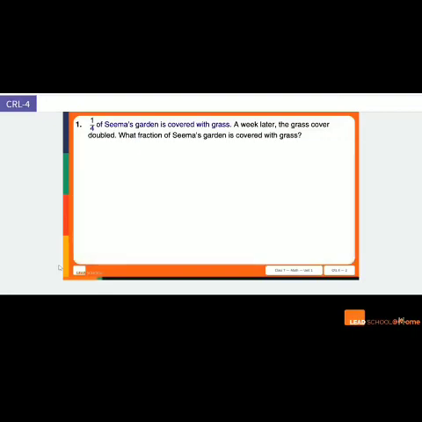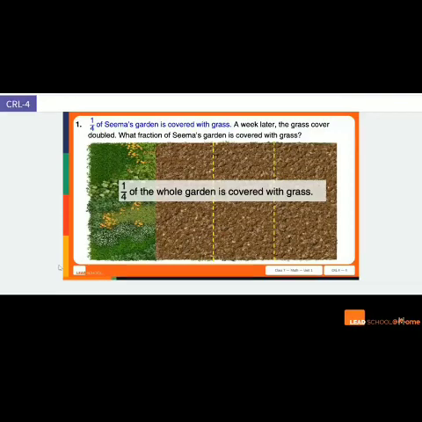Let us focus on the first sentence. 1/4 of Seema's garden is covered with grass. What will that look like? This means 1 out of 4 parts of the whole garden is covered with grass. What number does a whole represent? Whole equals 1. 1 out of 4 times 1 equals 1 out of 4. This means the fraction of Seema's garden which is covered with grass equals 1 out of 4.